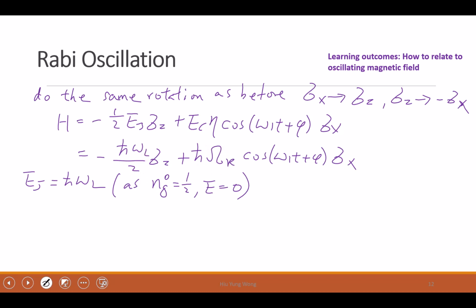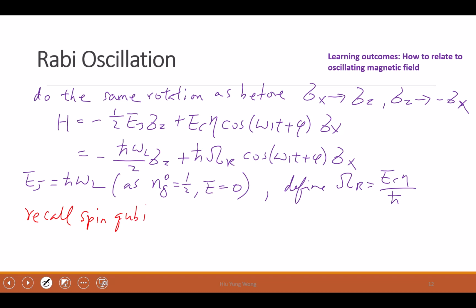How about this one? This one is just a definition. I define omega r equal to EC times eta divided by h bar. So I did not do anything new. Look at this, I did not do anything new. I just substituted some constant, right? Why do I want to do this? Because then you turn back to the notes we learned in spin qubit.